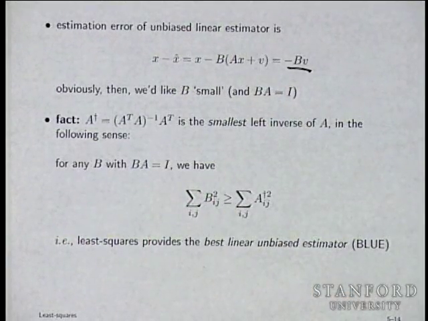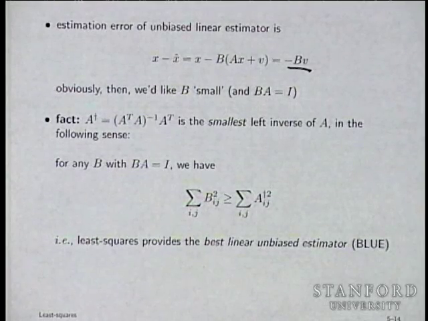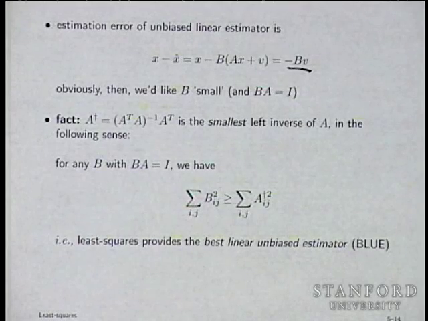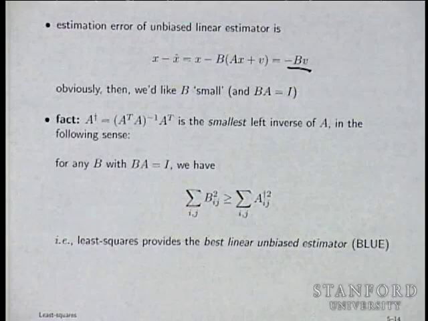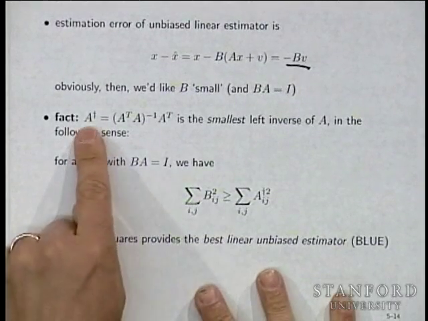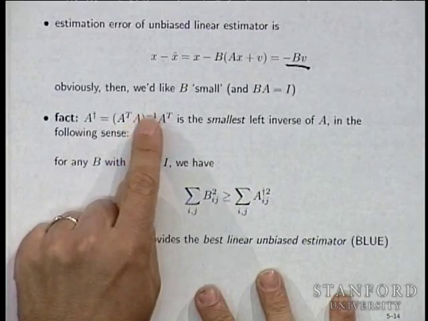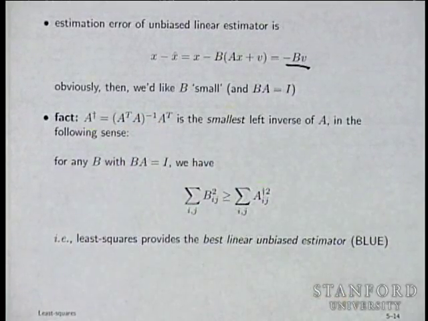So now you can see, if you want a small left inverse, and by the way, in this context, small means its error is not sensitive to the noise. That's what it means to be small in this case. Well, it turns out our friend, A transpose A inverse, A transpose is the smallest left inverse of A.